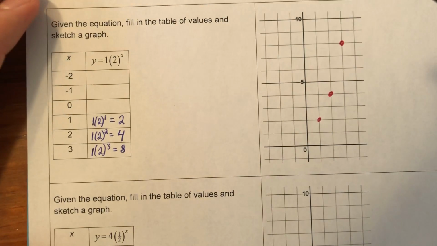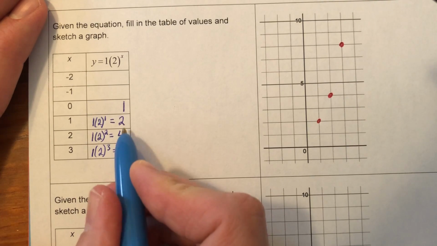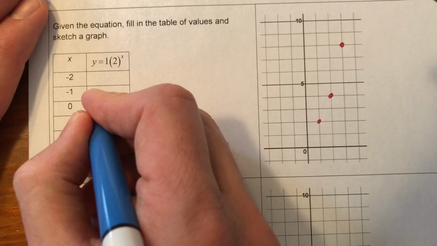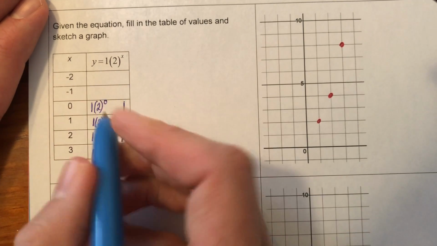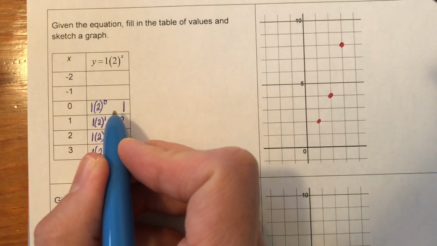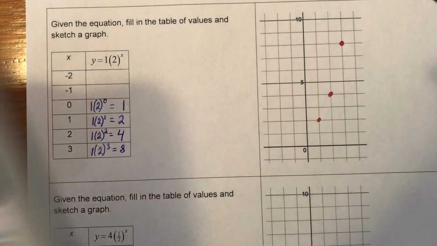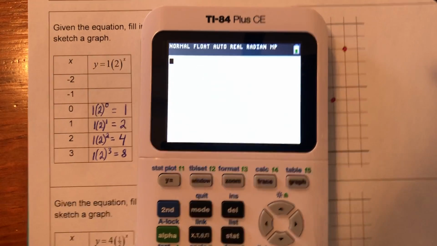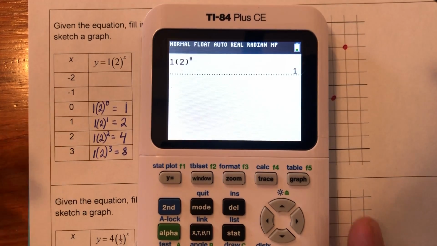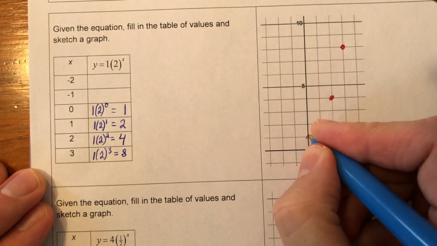Let me go ahead and tell you the next answer. The next answer is 1, because I take half of 8 and I get 4, take half of 4 and I get 2, take half of 2 and I get 1. And if I wrote it out, I have 1 times 2 to the 0. Well, 2 to the 0 is 1. Anything to the 0 power is 1, except 0 itself. So if you need a visual for it, here goes. 1 times 2 to the 0 power, and I get 1. There you go. So I'm going to plot the point 0, 1.